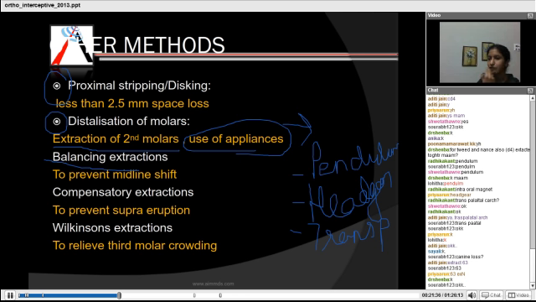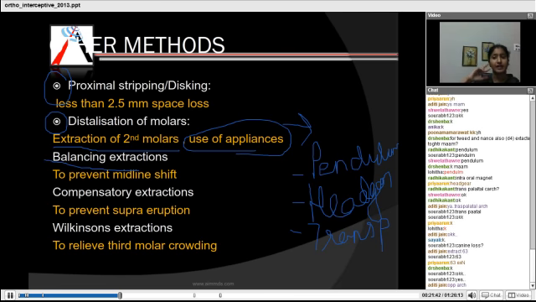Balancing is on the same arch, opposite sides. Compensating extraction is the opposite arch, same side but opposite arch. Yes, that is to prevent supra-eruption. For example, you extract 3-7, and 2-7 is supra-erupting. It is better that you extract 2-7 also.